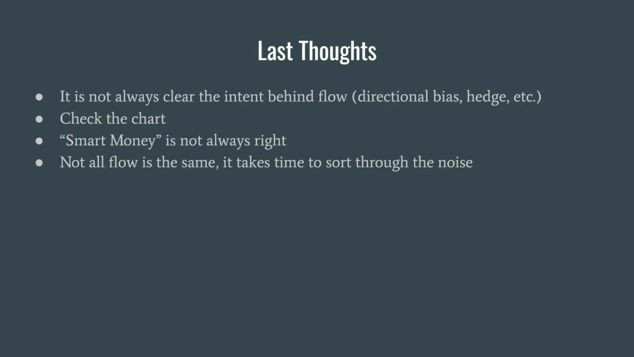So some last thoughts. It is not always clear the intent behind flow, whether it's a directional bias, a hedge, or what it is. So that's why it's always important to keep that risk management in check, as you aren't sure whether or not it is them making a directional bet against a stock moving up or down, or if it is a hedge for an already open position, whether that's commons or a bigger options trade.